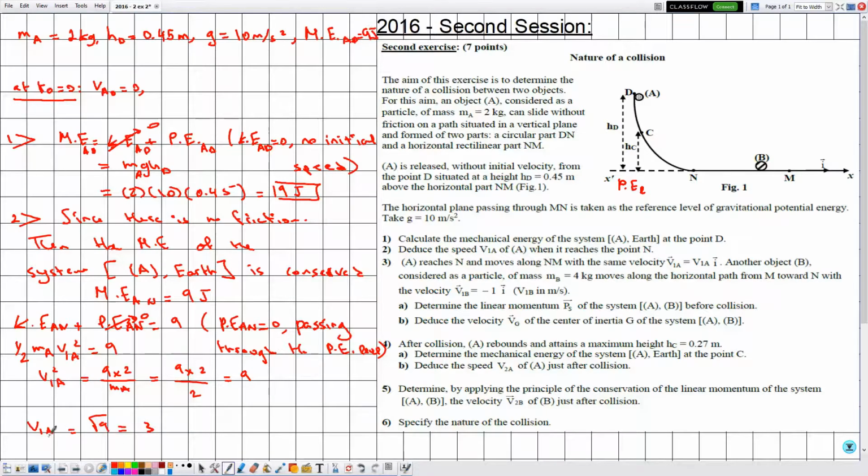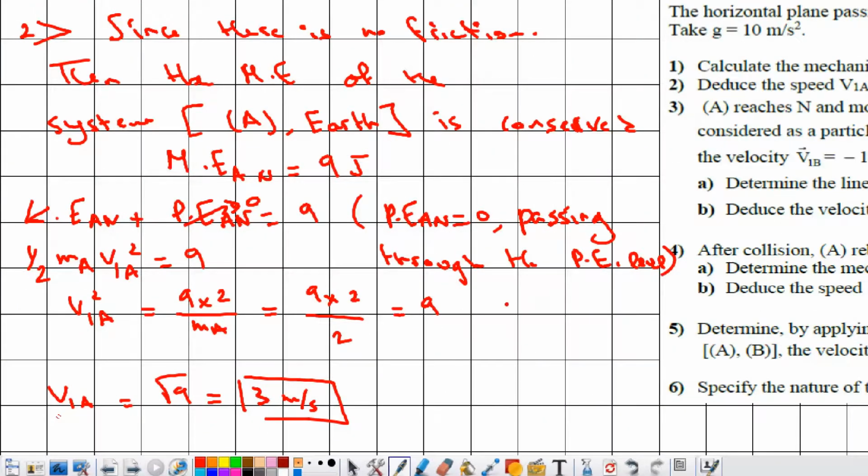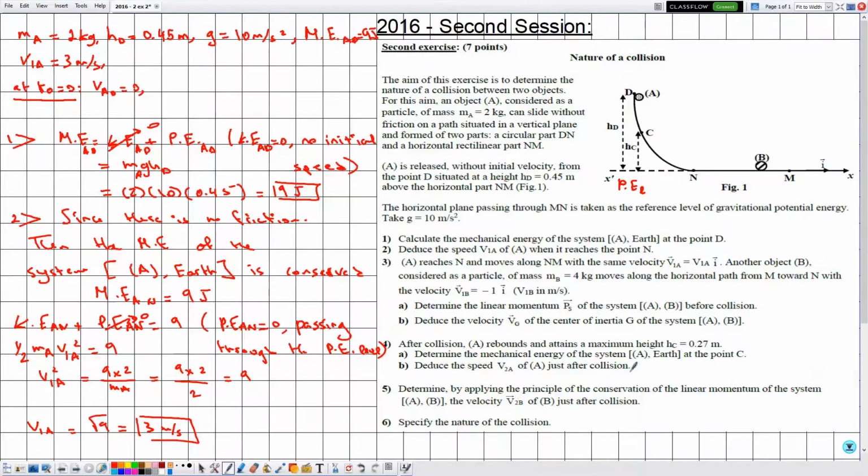Now everything is expressed in the SI, so the unit of v1A will be meters per second. So we know that the speed of A at the point N is given by 3 meters per second. And here let me make the following remark. Notice that here I didn't place any unit, because this is not given by meters per second; because it is to the power 2, it will be meter squared per second squared. So if we need to place the unit, we must place it correctly. So I highly recommend that we always place the unit for the final answer.